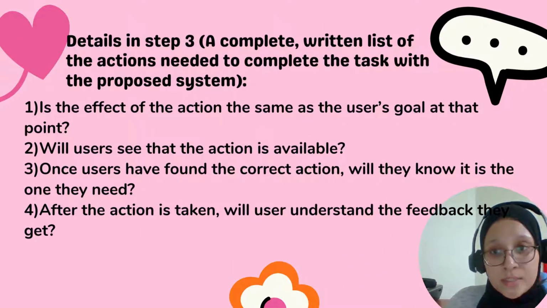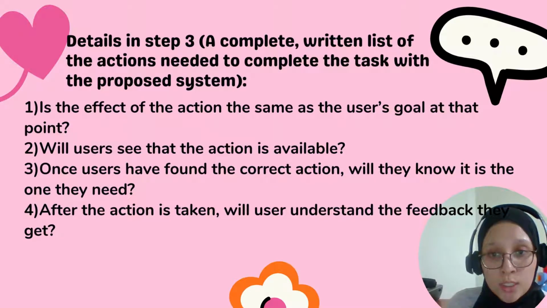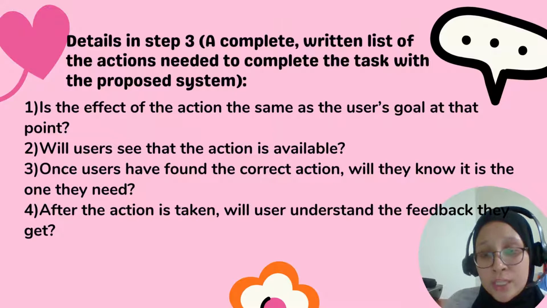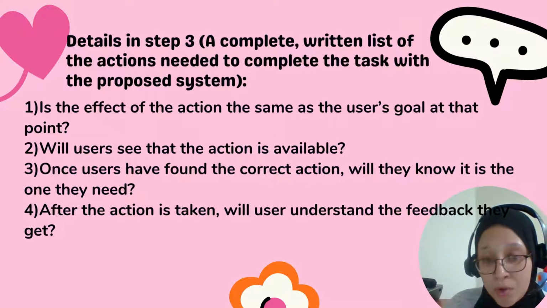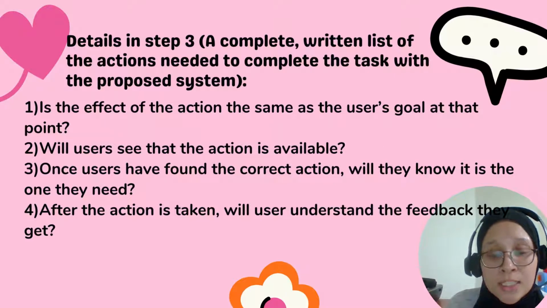Detail in step 3, which is a complete written list of the actions needed to complete the task with the proposed system. So what you need to do in order to complete the third step in a cognitive walkthrough is, first, is the effect of the action the same as the user goal at that point? Okay, the second one, will the user see that the action is available? Whether the user can see it or not? Like in the example earlier, if they want to save, they must press the save button. So does the user see where the save button is? So you have to make it visible.